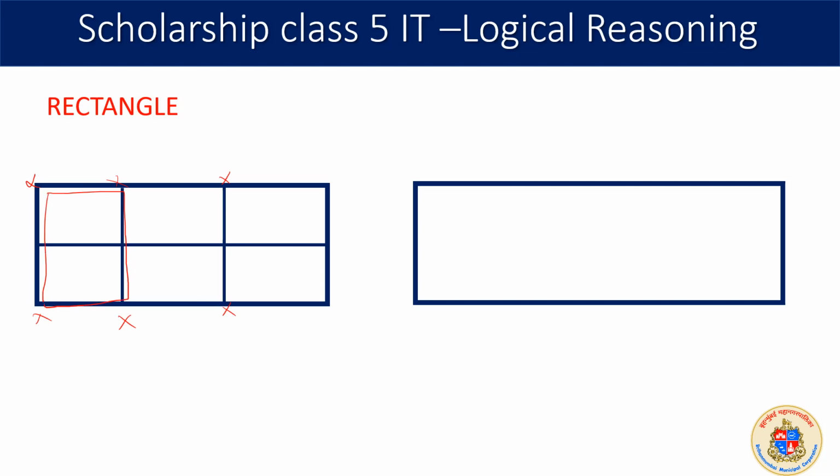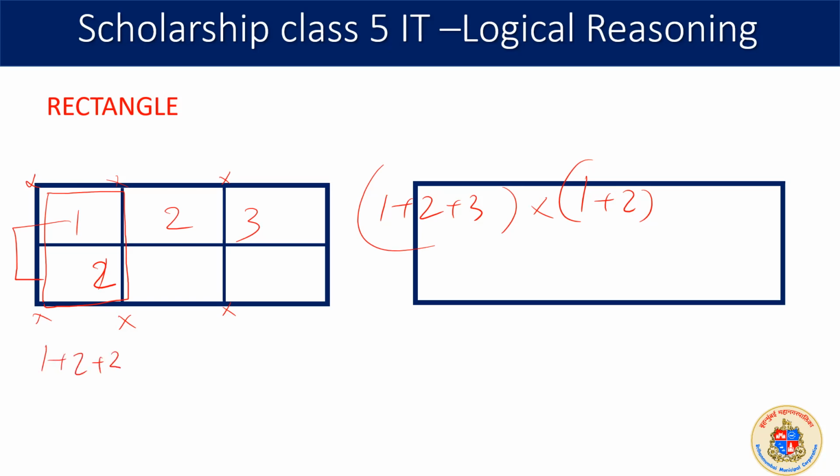So there is a formula, a trick to find out the number of rectangles. Simply write like this and add 1 plus 2 plus 3 into 1 plus 2. So how much does it become? 1 plus 2 plus 3 into 1 plus 2, which is equal to 6 into 3, 18 rectangles are possible.